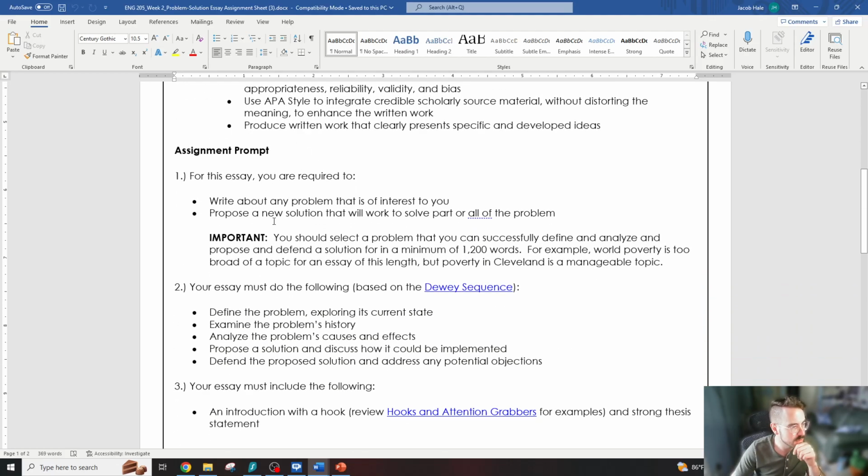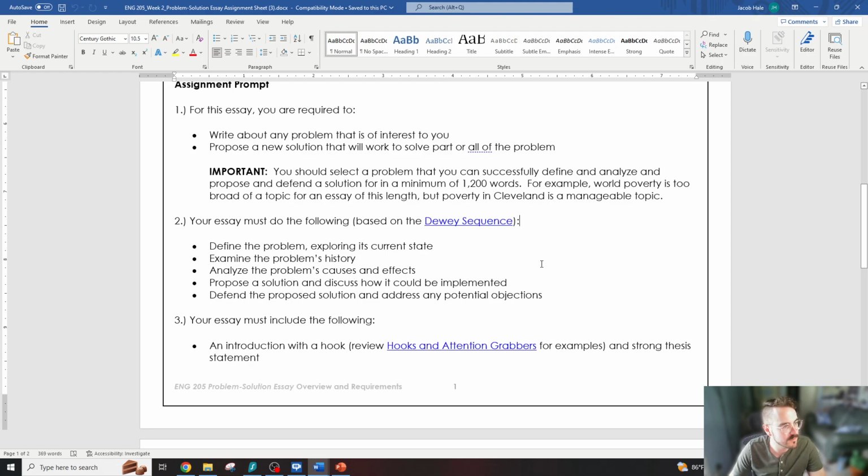What you're required to do in this essay: write about any problem that's of interest to you, and you're going to propose a new solution that will work to solve at least part, if not all, of that problem. Make sure that you are choosing a problem that you can successfully define and analyze and propose and defend a solution for in a minimum of 1,200 words. So for example, world poverty is maybe too broad of a topic for this paper, but if you want to look specifically at poverty in Cleveland, that would be a more manageable topic.